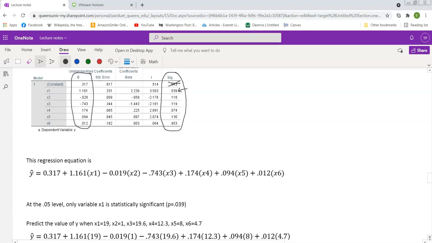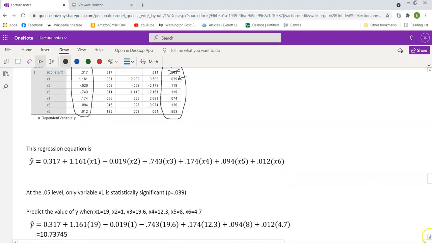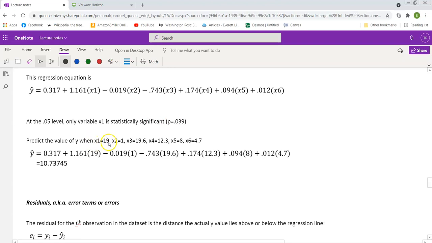And you don't need to write out every time here's H0 and HA, because there's so many of these all at one time. All you need to do is say that at the 0.05 level, only variable x1 is statistically significant. Now, if we wanted to predict a value of y for certain values of x1 through x6, all you have to do is plug in. So where x1 is 19, just plug that in for x1 and do the math there. So our predicted value of y would be 10.73745.